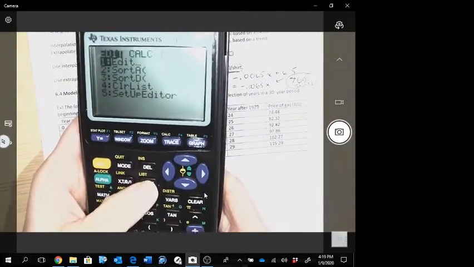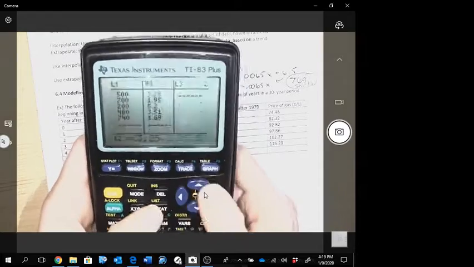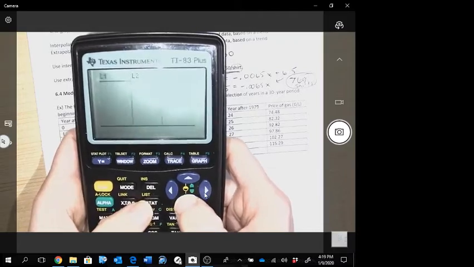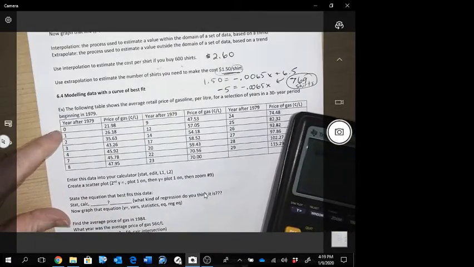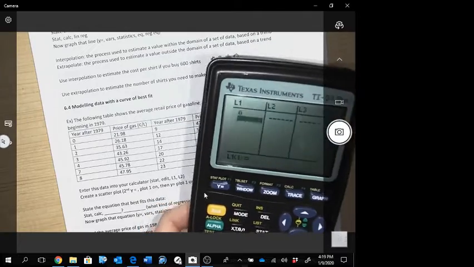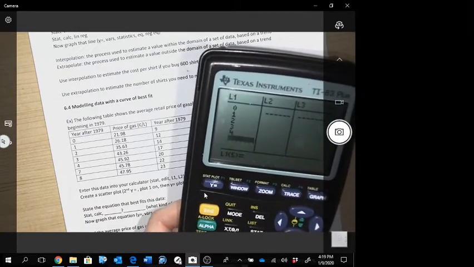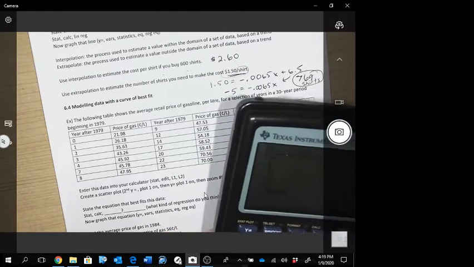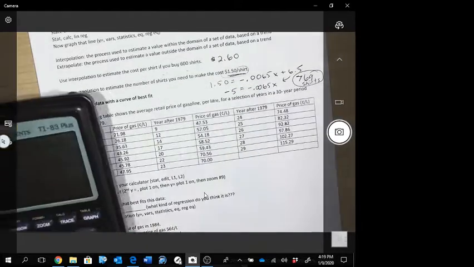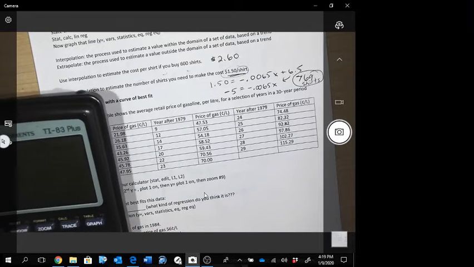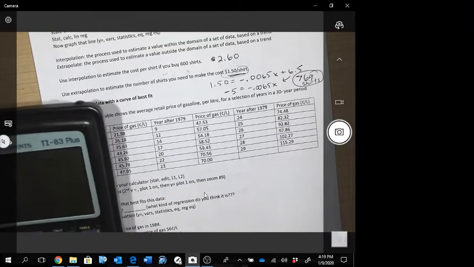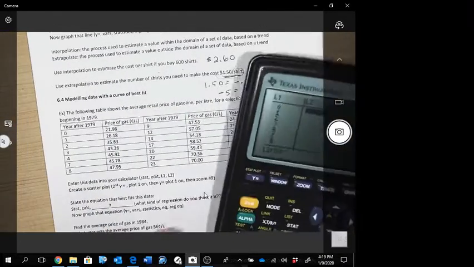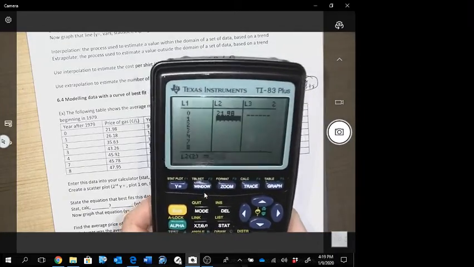So stat, edit, and again, if you have stuff, go up, clear, down, up, clear, down. Okay, so into L1, I'm going to go 0, 1, 2, 3, 4, 7, 8, 9, 12, 14, 17, 20, 22, 23, 24, 25, 26, 27, 28, 29. You can see all those numbers in there. And then L2, I'm going to type in all this data.